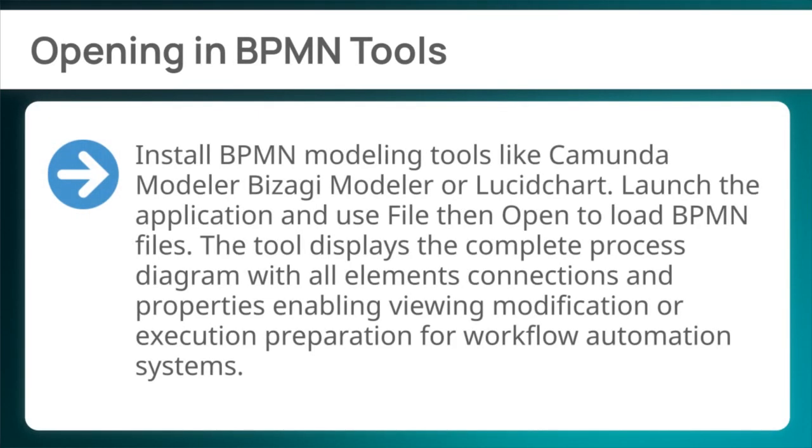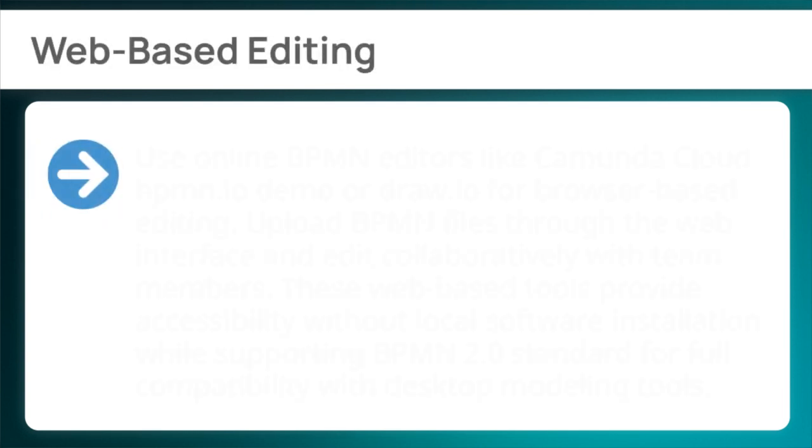Install BPMN modeling tools like Camunda Modeler, Debugging Modeler, or Lucidchart. Launch the application and use File then Open to load BPMN files. The tool displays the complete process diagram with all elements, connections, and properties, enabling viewing, modification, or execution preparation for workflow automation systems. Next, web-based editing.